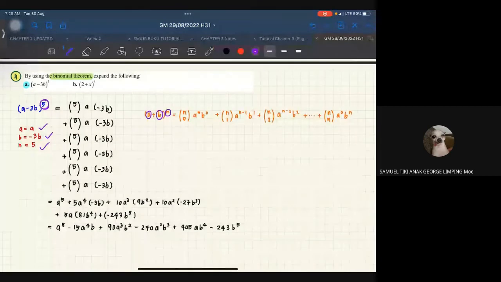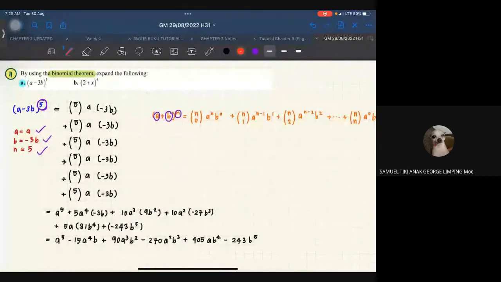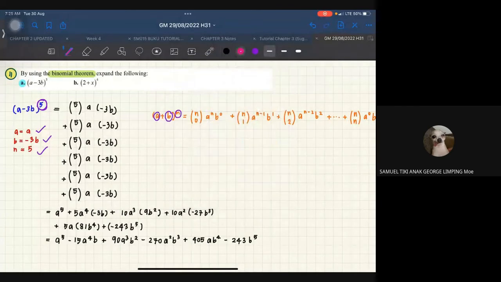Okay, so apa yang saya suka buat is saya akan isi dia one by one. Right, so let me use another colour. So untuk term yang pertama, bawah 5 tu adalah the smallest power. Dia start dengan kosong dulu. Okay, so start dengan kosong, naik, pergi 1, 2, 3, 4, 5. Settle.